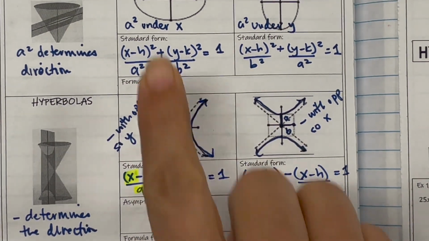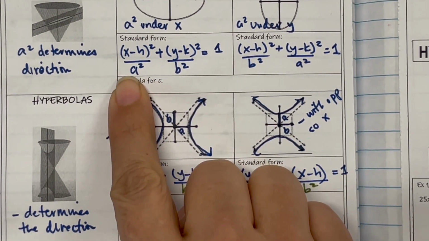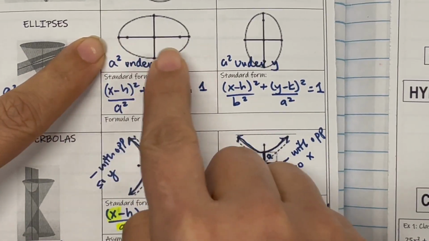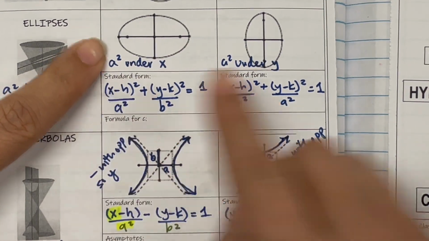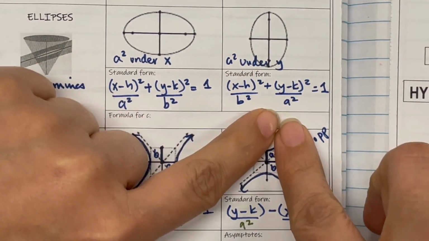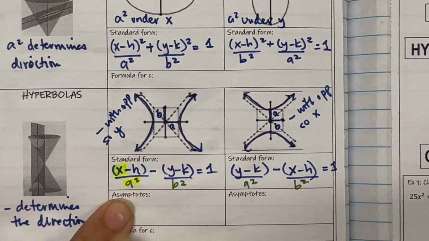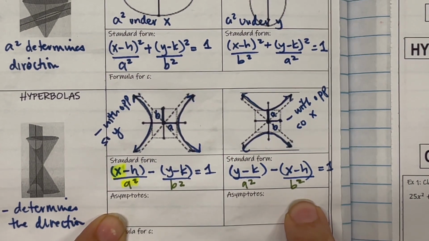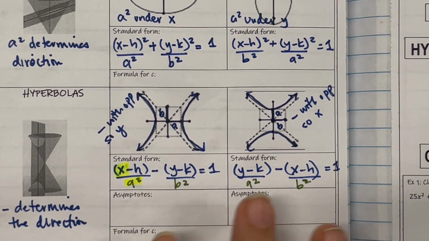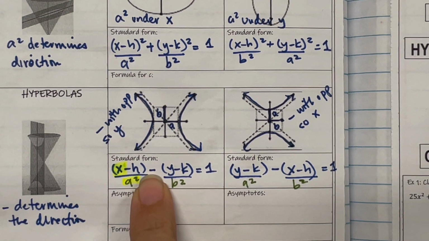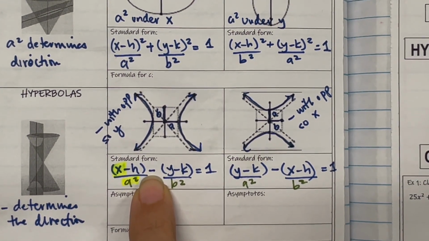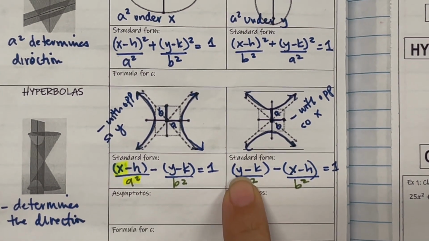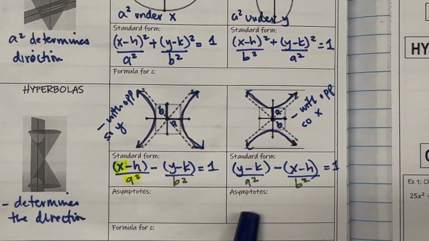Okay, so this is the major difference between these two: this is plus, this is minus. In this one, A squared determines the direction. So in other words, if it's horizontal, A has to be under X. If it's vertical, A has to be under Y. In this case, they're going to stay in this fixed position, A squared first, B squared second. Doesn't matter what direction they are. Then what determines direction is the negative. So you first have to put the negative, and then it will tell you which one is X, and here, this is Y. So that's the biggest distinction between those two.